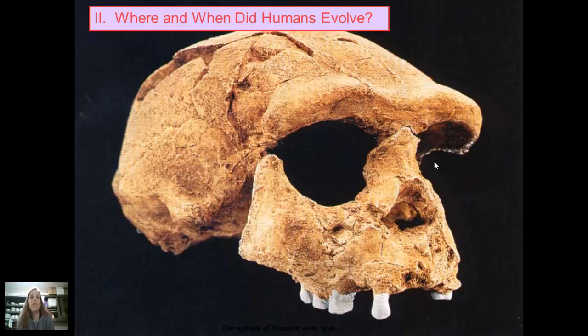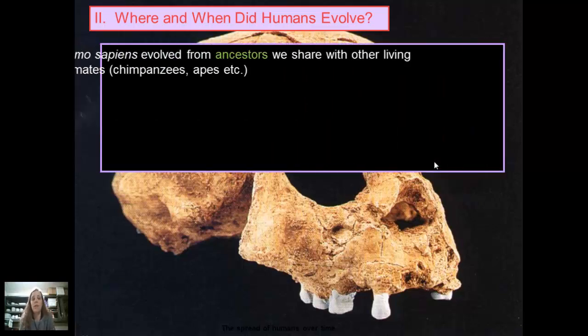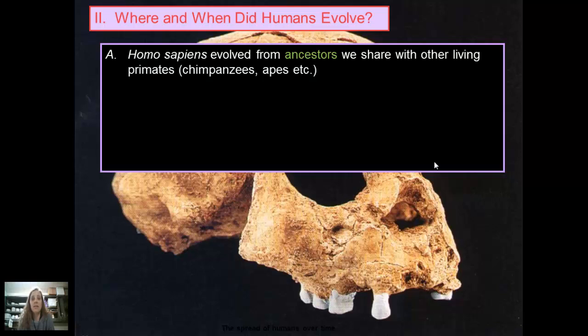Next question. Where and when did humans evolve? Well, the general consensus is that Homo sapiens evolved from an ancestor that we share with primates such as chimps and apes. Again, we did not evolve from apes. Please understand, we did not evolve from apes. We did not evolve from chimps. If anyone tells you that we evolved from chimps, they're wrong. We didn't. We just happen to share a common ancestor.